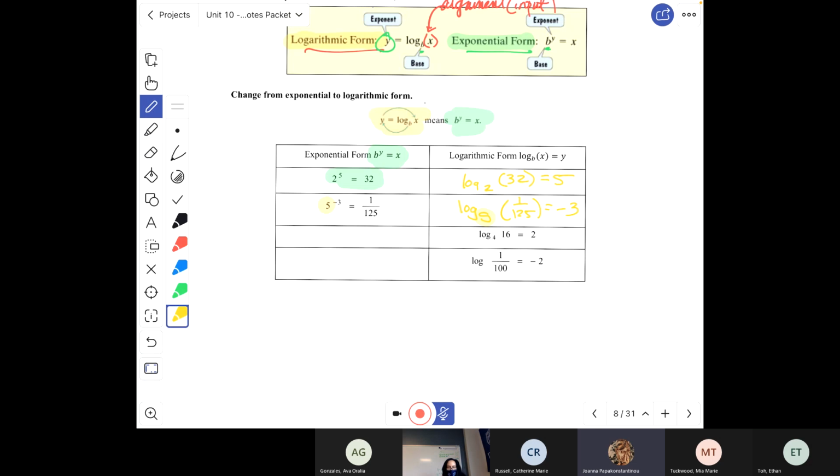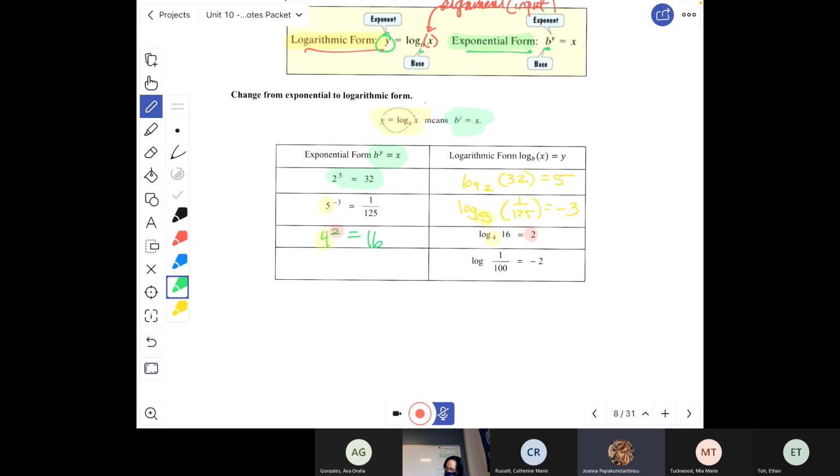Okay, what about the next one? Can I take the logarithmic form and represent it in exponential form? Yes. Okay, how would I write that in exponential form? Okay, again, the base is the base. The base of the exponent is also the base of the logarithm. The output is the exponent. Okay, what about the next one? How would I write that in exponential form?